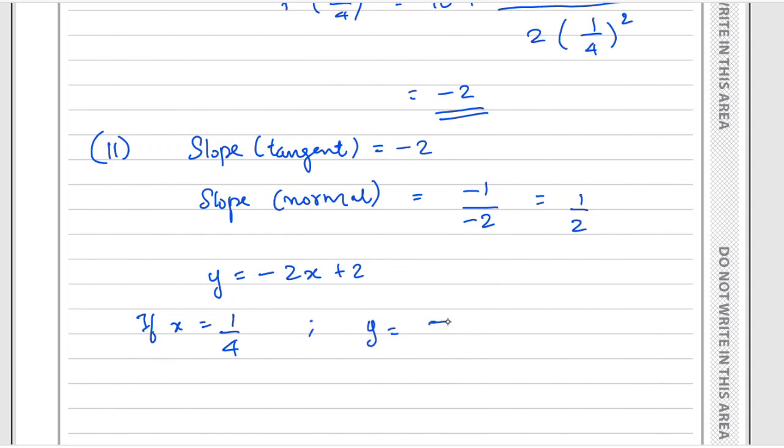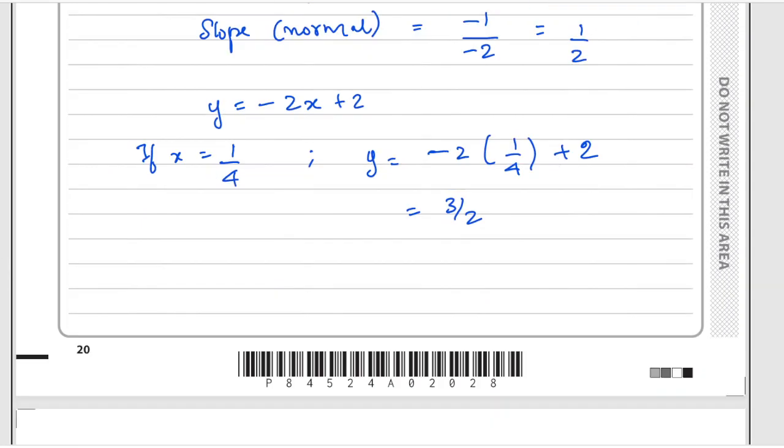Y will be equal to negative 2 times 1 by 4 plus 2. So use your calculator to plug in this value. You will be getting the y value as 3 by 2. So the whole coordinate of that particular point P is 1 by 4 comma 3 by 2. And now we have the slope of the normal as 1 by 2.